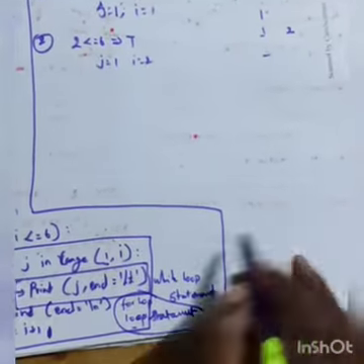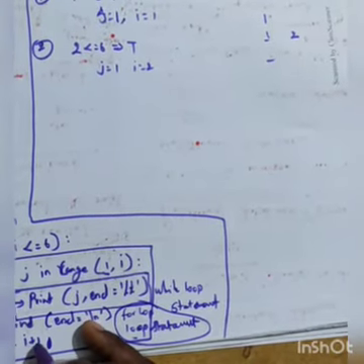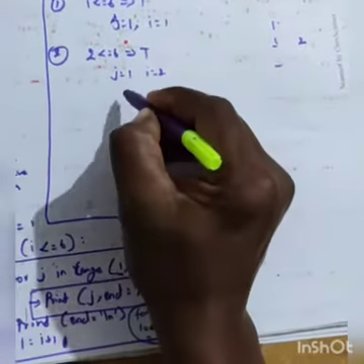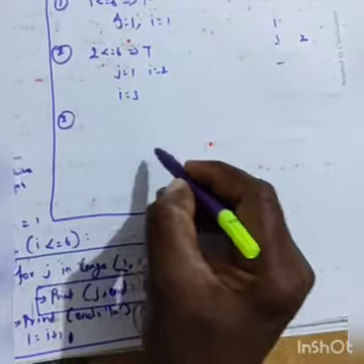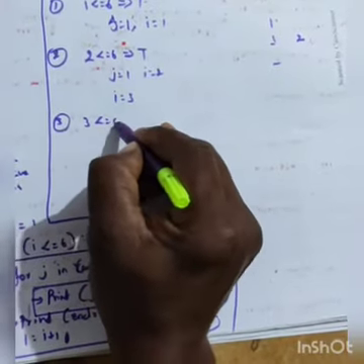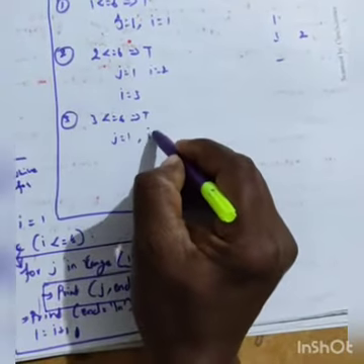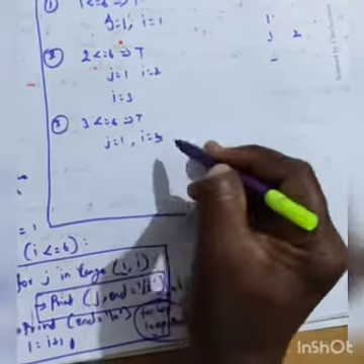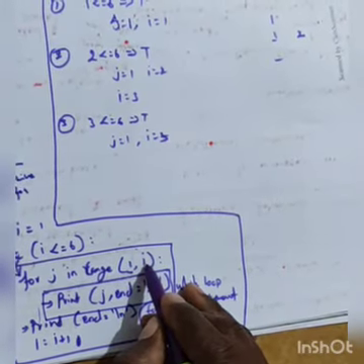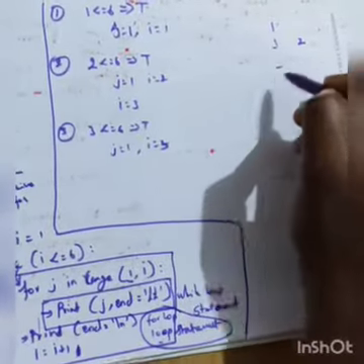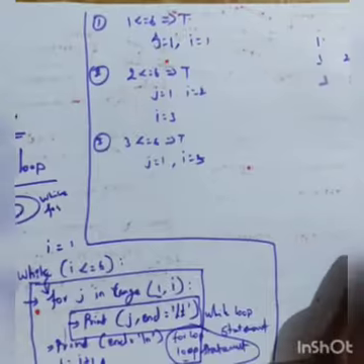Next, again it comes here: i is equal to i plus 1. What is the i value now? i value is 3. Next iteration: check 3 less than or equal to 6. The condition is true. Again j value is 1 and i value is 3. How many times does it execute? 3 times: 1, 2, 3. A tab will come.